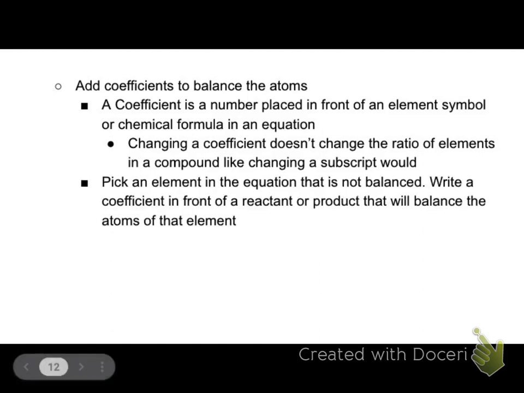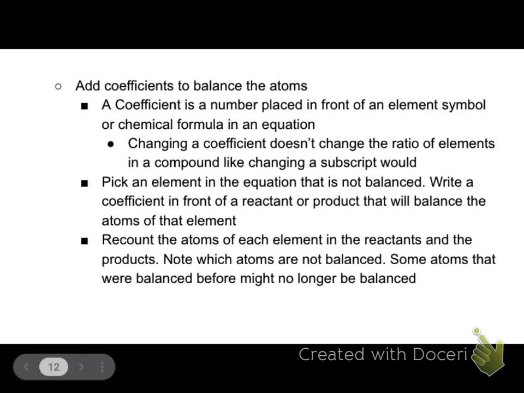Okay. So in order to use coefficients, what you're going to do is pick one of the elements in the equation that isn't balanced, and you're going to write a coefficient in front of either that element, or if the element is inside a compound, you're going to write it in front of the compound to try and balance the number of elements. But what you'll notice is that sometimes when you do that, you go back and recount, and you'll notice that that's messed up another element.